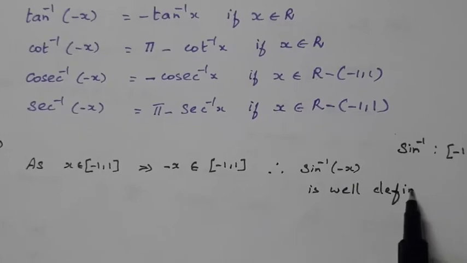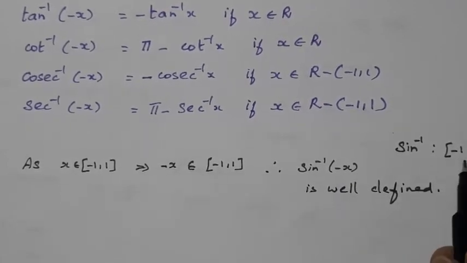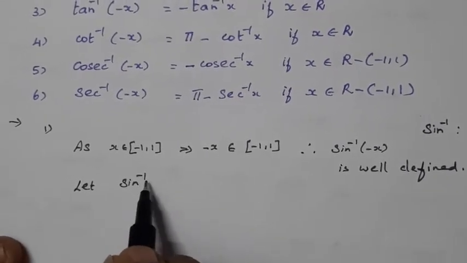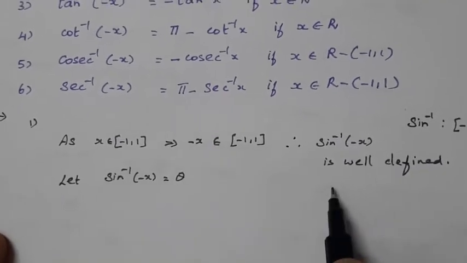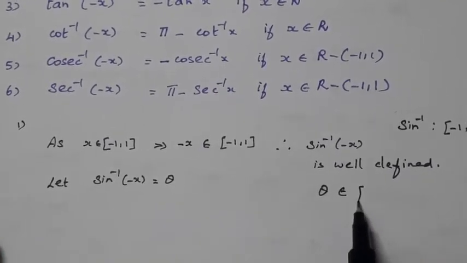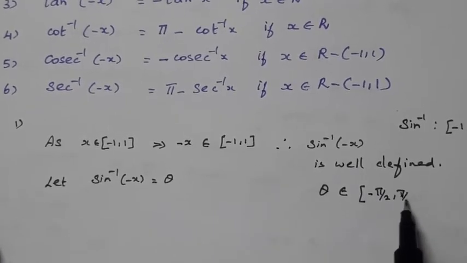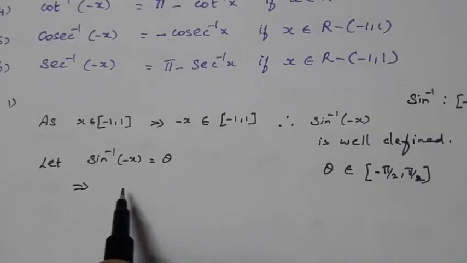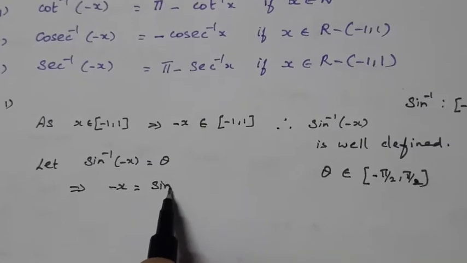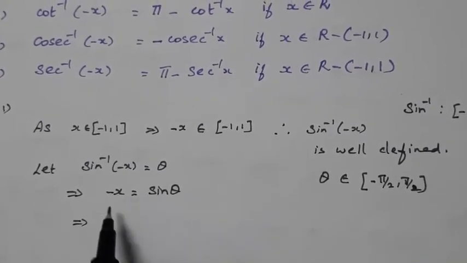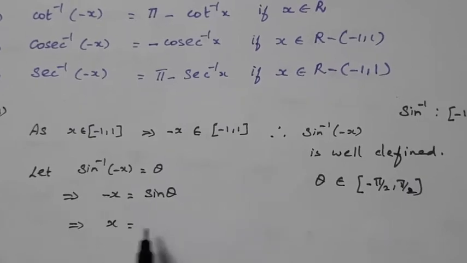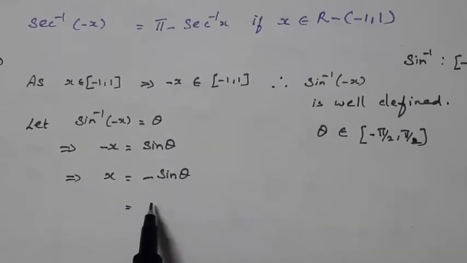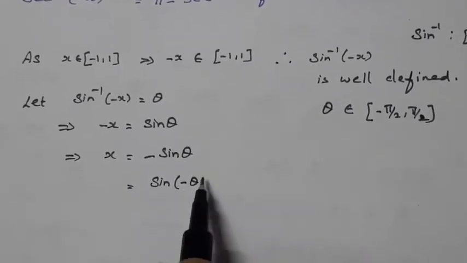Because minus x belongs to this domain, sine inverse of minus x is well defined. Therefore, let us take sine inverse of minus x to be some theta, where theta belongs to the closed interval minus pi by 2 to pi by 2, that is the range of sine inverse. Now this implies that minus x is equal to sine theta. Then x is equal to minus sine theta, and minus sine theta is nothing but sine of minus theta.